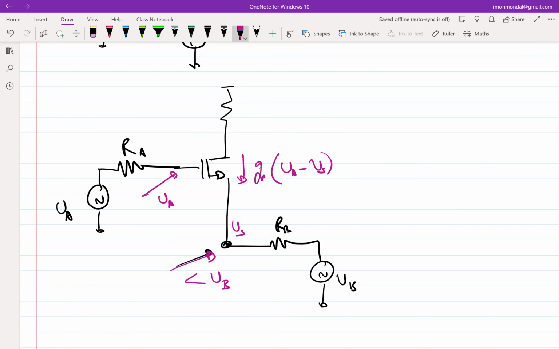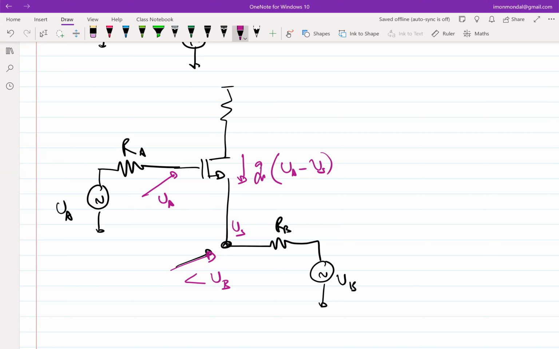Do you agree? Source voltage is not equal to VB. It is smaller than VB, right? Since this is smaller than VB, you are not going to get this current equal to Gm times VA minus VB, which means your gain is dropping. Since your gain is dropping, you are going to have a problem. The bigger problem will be, you don't know what the resistance RB is in general.